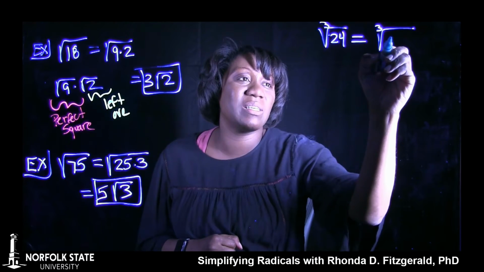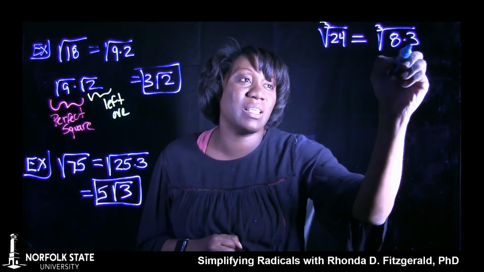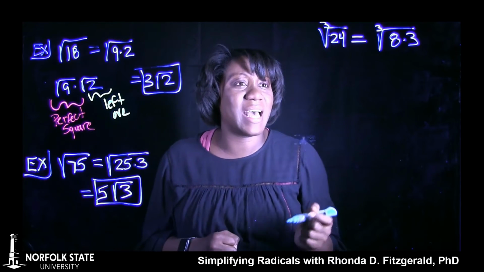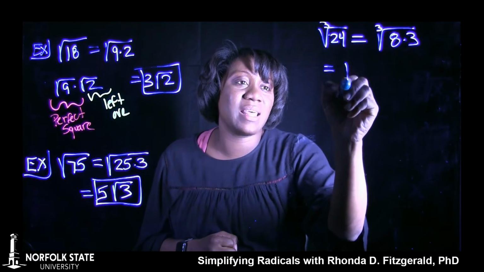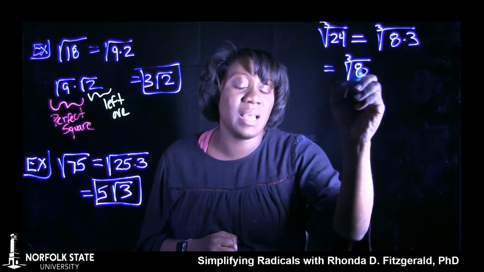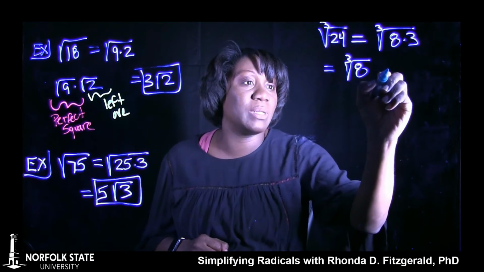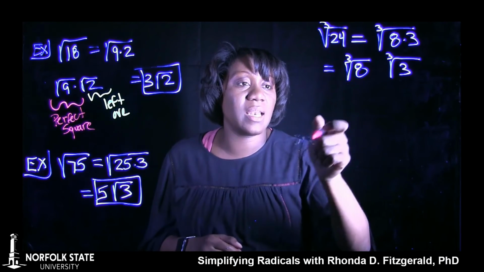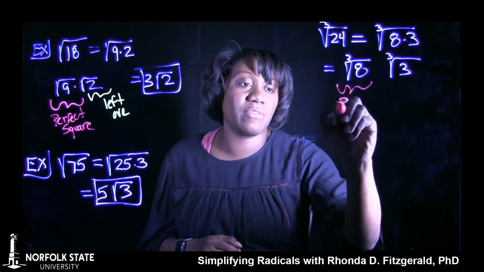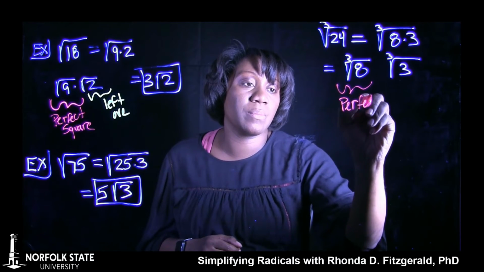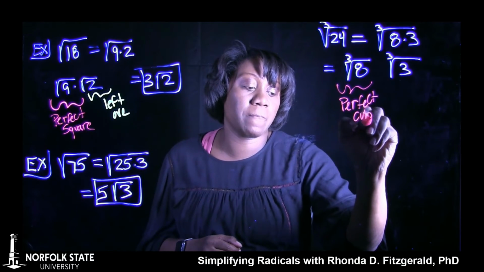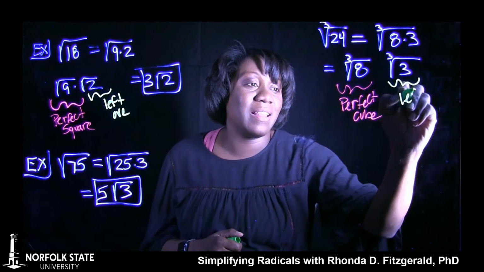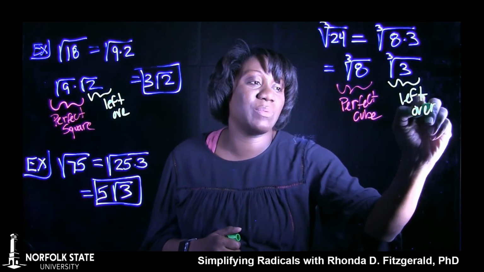Well, 24 is simply 8 times 3. That's my 24. And I'll break it up just like I did that other one, just so that you can see that my cube root of 8, that's my perfect cube, and then I'm left with the cube root of 3. So once again, this is my perfect cube, and then this is my leftover. That's what's left over.